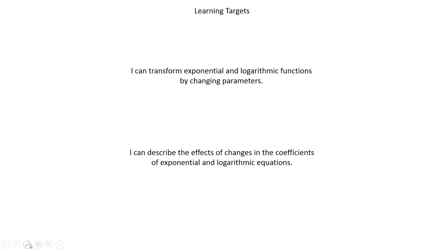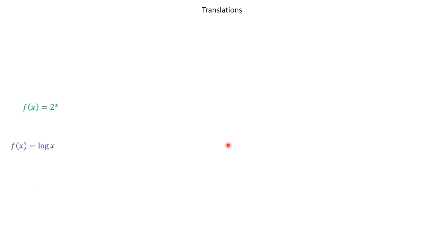So, let's see. Let me get a laser pointer here. All right, so the first one we're looking at is translations. The two functions that I've picked for this one, we have f of x equals 2 to the x, and f of x equals log x. Notice the exponential one is green, the log is purple. Also, the exponential one has an exponent, and the log one has a log. If you're having trouble seeing those colors, you can always tell by just what the equations look like.